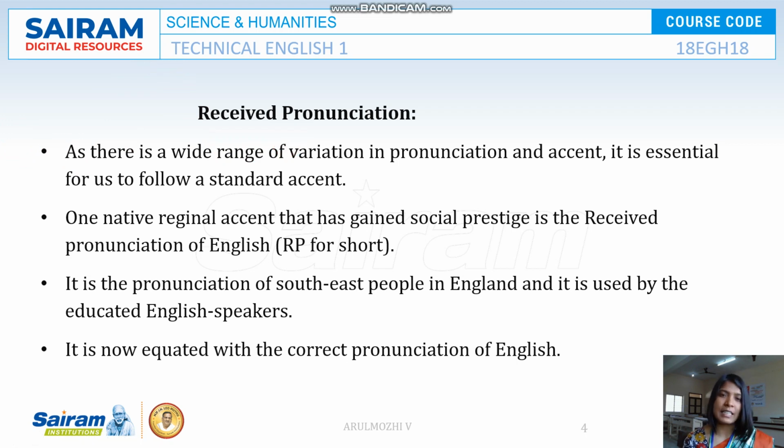So how is it rectified? What is the solution for all this? English is a global language. It serves as the bridge for many countries.